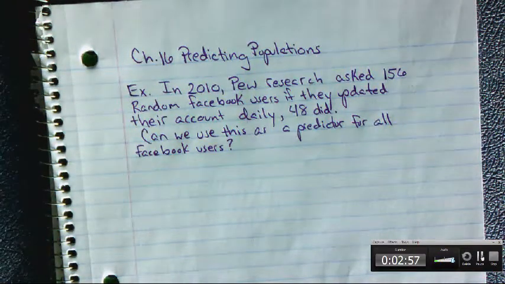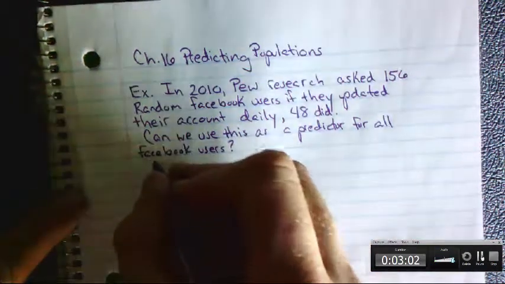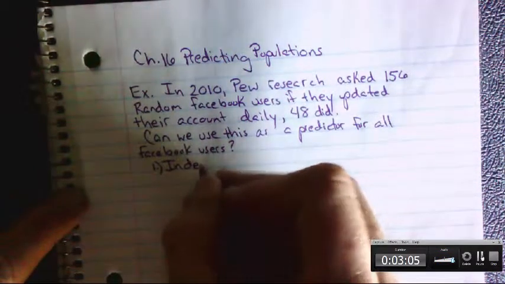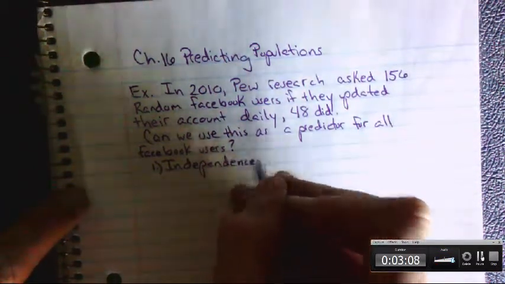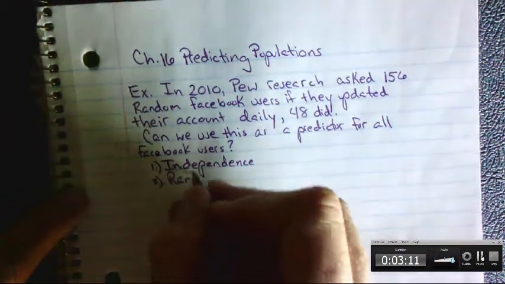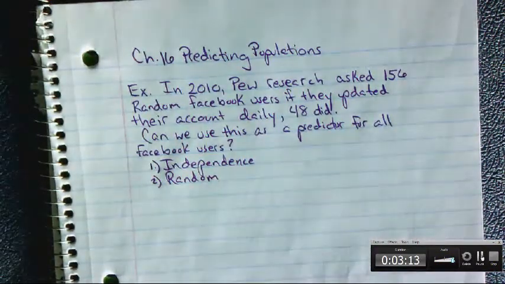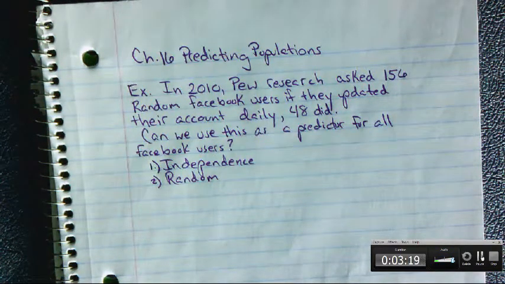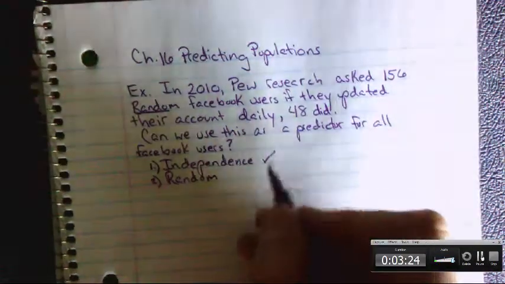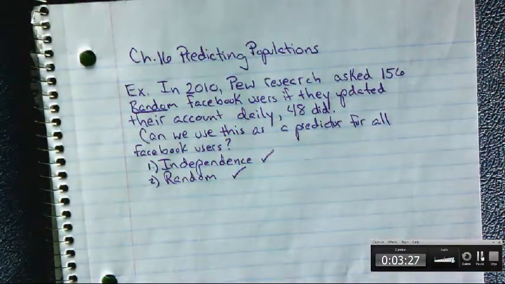The same 4 concepts apply. There's 4 assumptions that have to be met. The first 2 are independence and random. In 2010, Pew Research asked 156 random Facebook users. That word random tells us that the independence and the random assumptions have been met. If you're random, then that means it's not dependent also. So if it states that it's random, it meets the random independence assumptions.